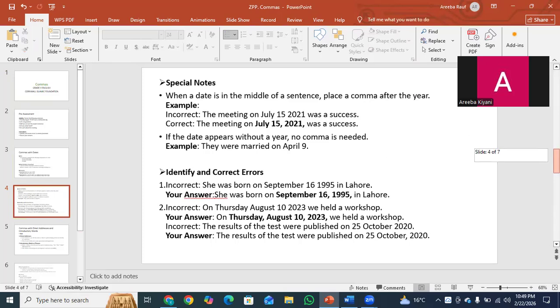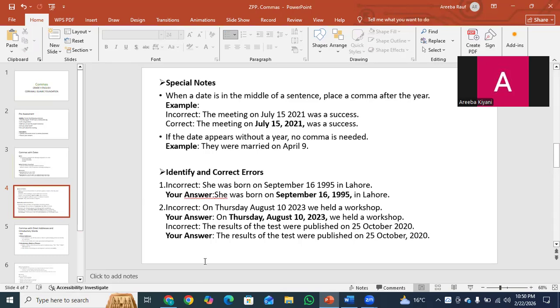Identify and correct errors. Incorrect version: She was born on September 16, 1995 in Lahore. I think you guys can do this very easily. The correct version is: She was born on September 16, 1995, in Lahore. And the next one is: On Thursday, August 10, 2023 we held a workshop. The correct version of this is: On Thursday, August 10, 2023, we held a workshop. This is because the date appears in the middle of the sentence, so we put a comma after the year.